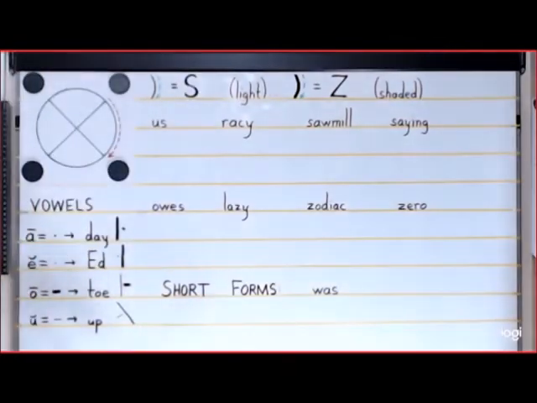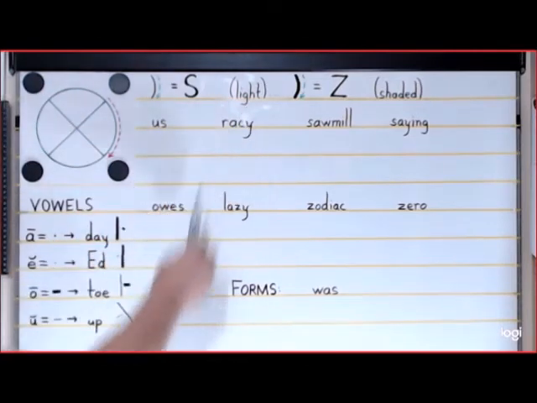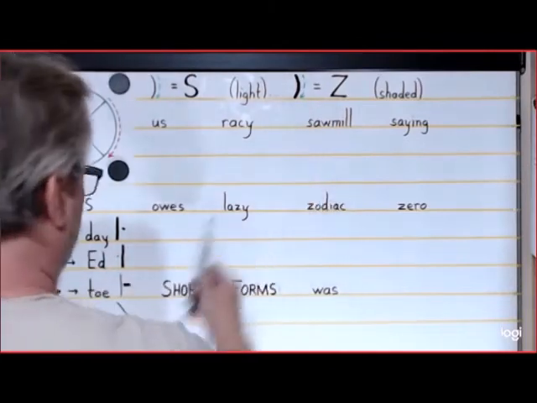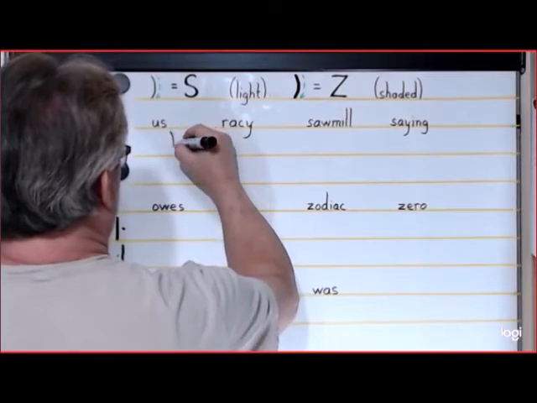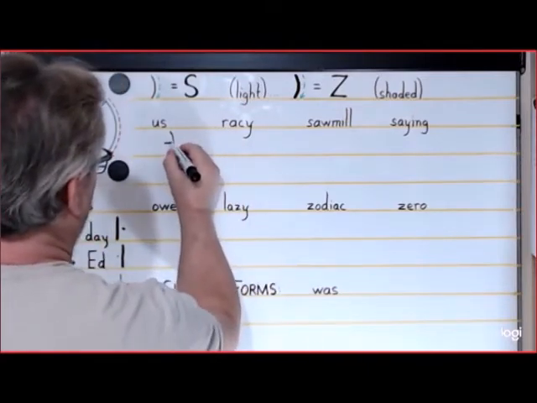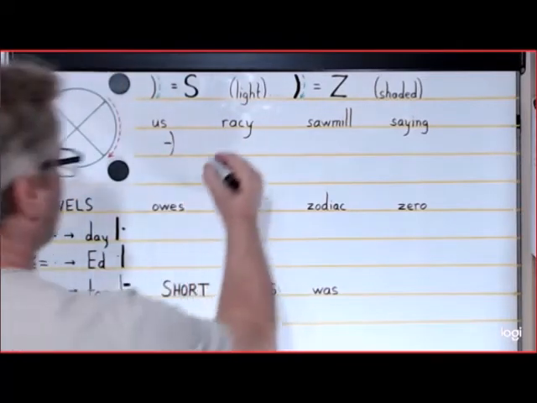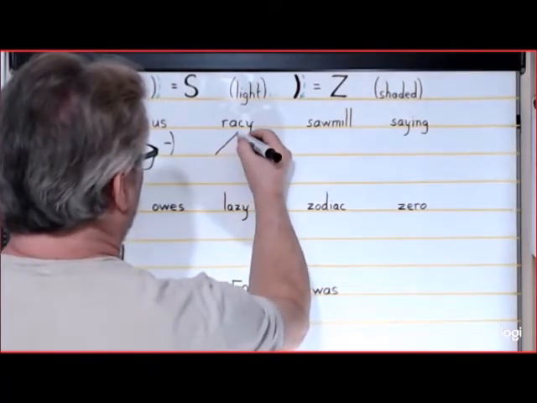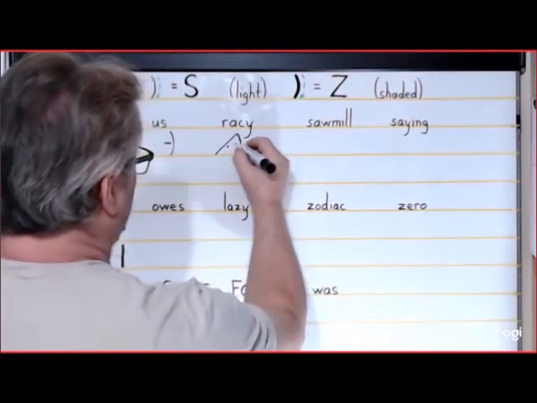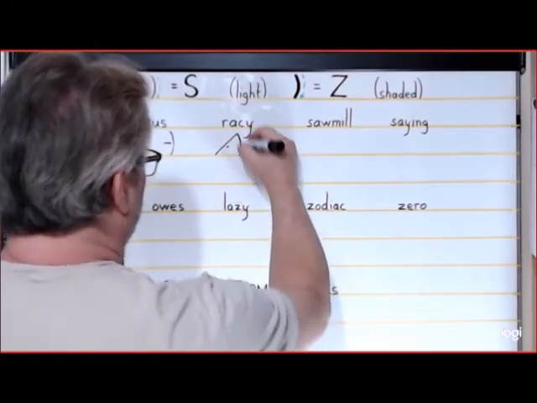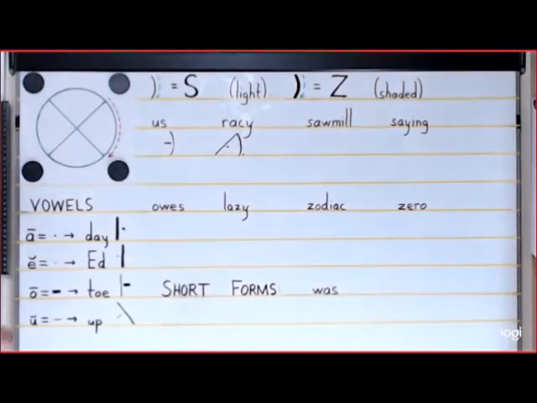The S and the Z are represented by this curve on the right side of the circle. The S being the light curve, and then the Z being the heavy curve. So for the word us, it will be the S, and then a light dash before it. Racy will be the upward R, the S, a heavy dot after the R, and then a light dot after the S in the third position.